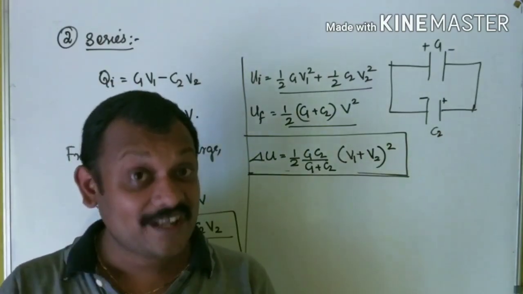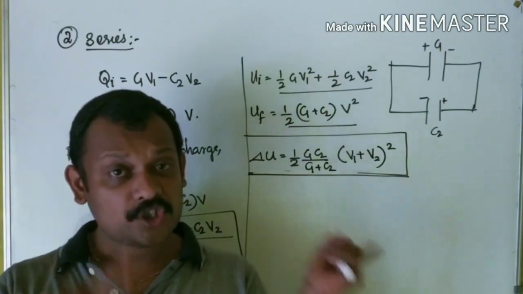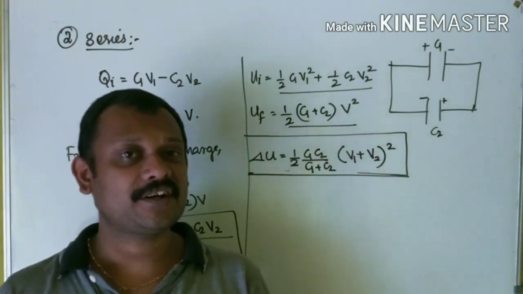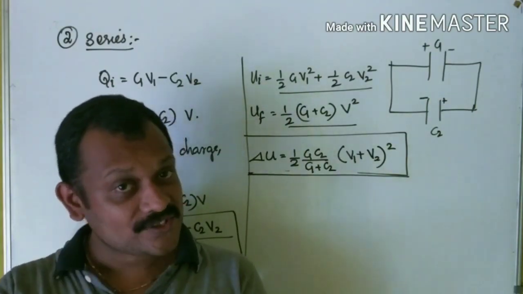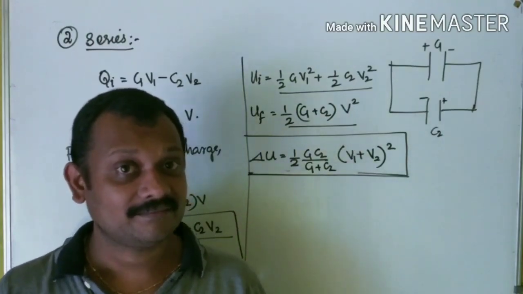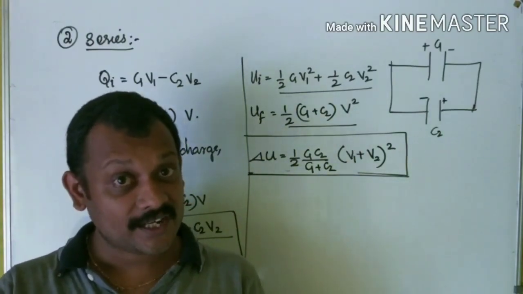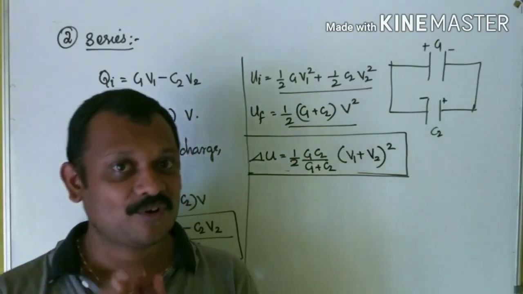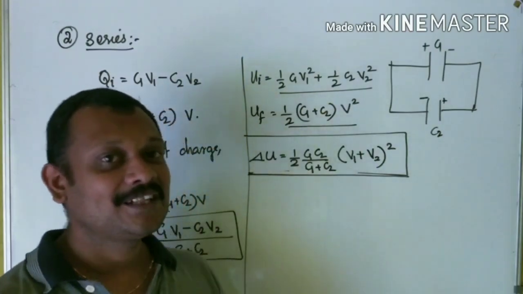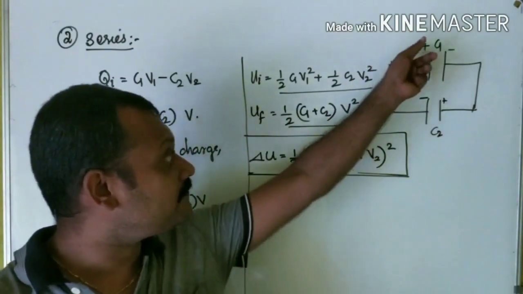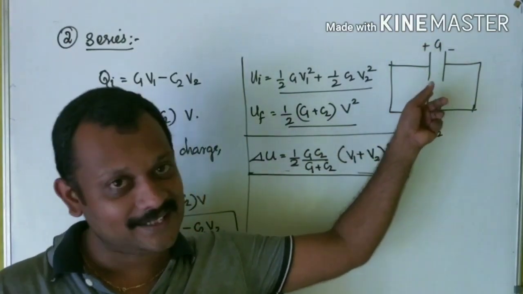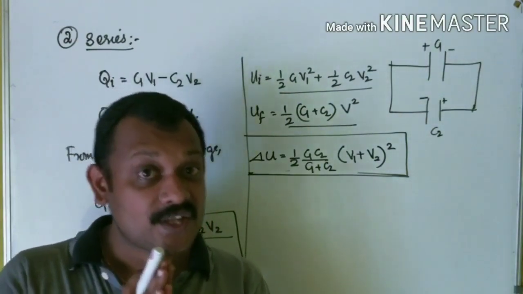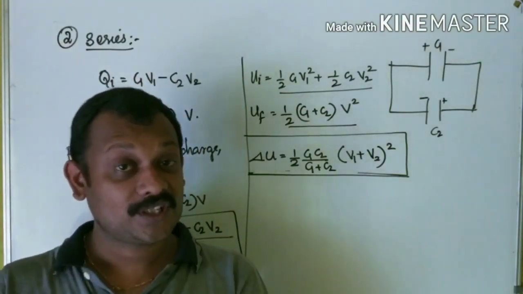I think I made a mistake, I'm sorry. In series connection, the positive plate of one capacitor is connected to the negative plate of the other. In parallel connection, the positive plate of the first capacitor is connected to the positive plate of the second capacitor, and the negative plate of the first is connected to the negative plate of the second. I hope it is clear. I will just say once more. In series connection, the positive plate of the first capacitor is connected to the negative plate of the other and vice versa. In parallel connection, positive plates of both capacitors are connected together, and negative plates of both are connected together.